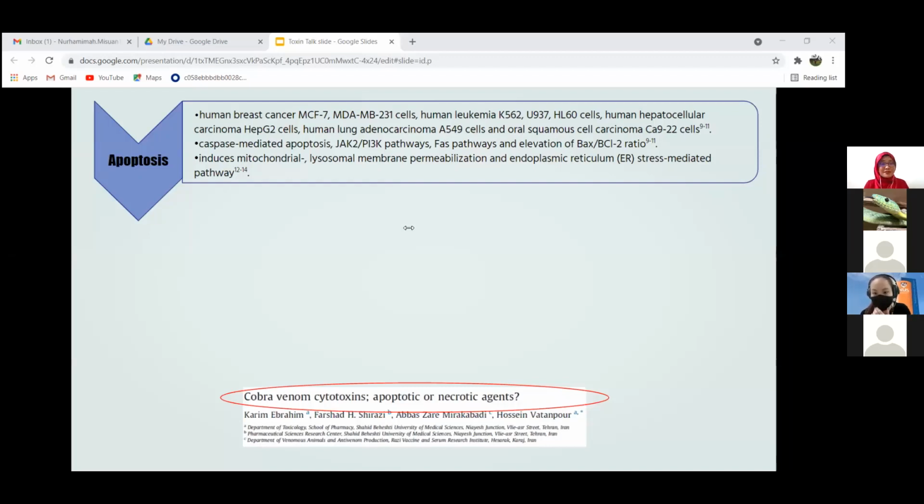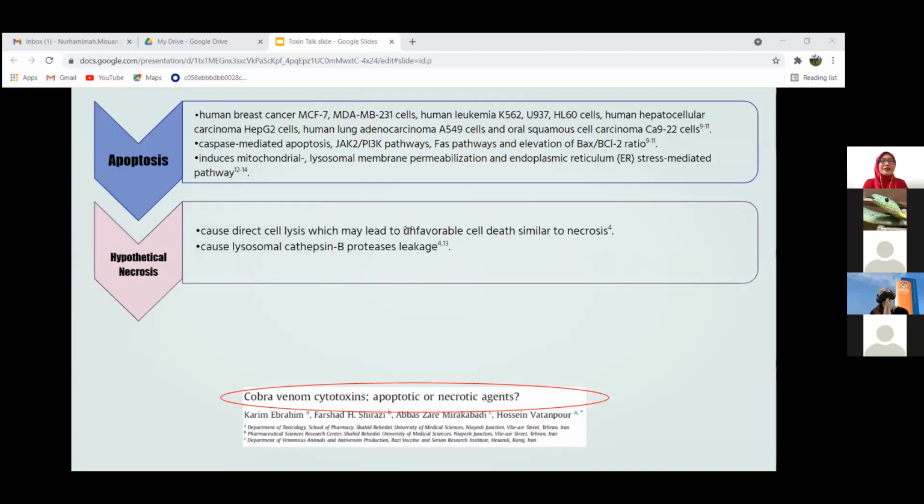The apoptosis induced by cytotoxin activated certain intracellular signaling pathways such as caspase-mediated apoptosis, JAK2 PI3K pathway, FAST pathway, and the elevation of Bax-BCL2 ratio. In addition, the toxin also induces mitochondrial lysosomal membrane permeabilization and endoplasmic reticulum stress-mediated pathway. On the contrary, other researchers, Fofanov and Wu et al., found that cytotoxin may cause direct cell lysis, which may lead to unfavorable cell death similar to necrosis.